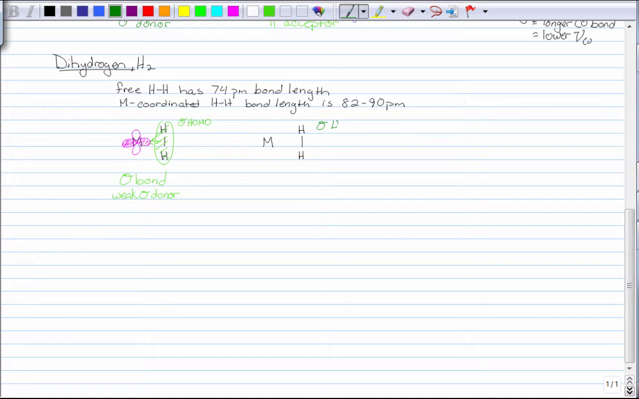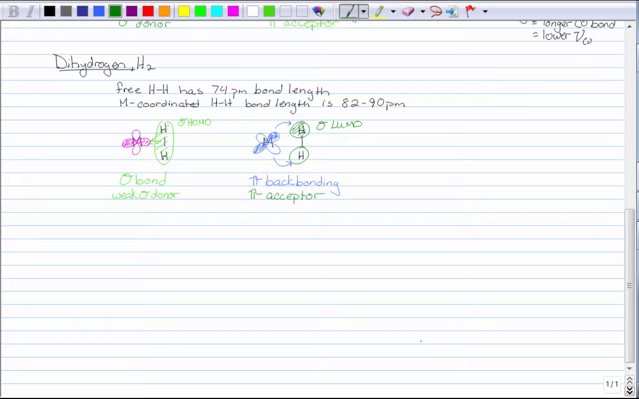The sigma LUMO of dihydrogen would look something like this, where there is a node between the two hydrogens. This orbital is not filled, it's the LUMO. And so if there is a metal d orbital of compatible symmetry, like this for example, electron density from the metal can back bond onto the dihydrogen LUMO, which is the antibonding orbital. This interaction is pi back bonding, and in this way the dihydrogen is acting as a pi acceptor.